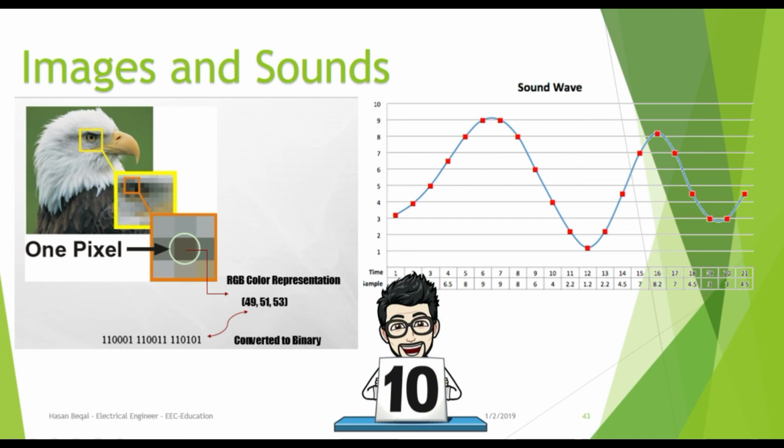Let's consider sound now. Every sound is basically a series of vibrations in the air. Vibrations can be represented graphically as a waveform. Any point on this waveform can be represented by a number, and in this way you can represent sound as a series of ones and zeros.